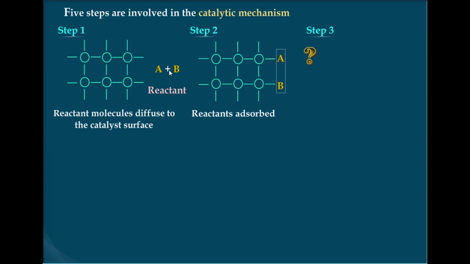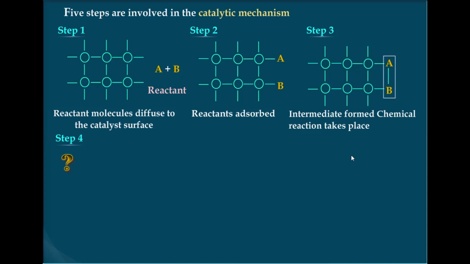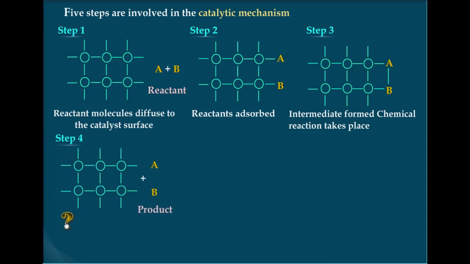Step 2 is that the reactants, that is A and B, are adsorbed on the catalyst. A and B are separately adsorbed. Step 3, you can find that between A and B, a bond is being connected. An intermediate is formed. A chemical reaction takes place. The catalyst is there, A and B. So this is the intermediate that is formed.